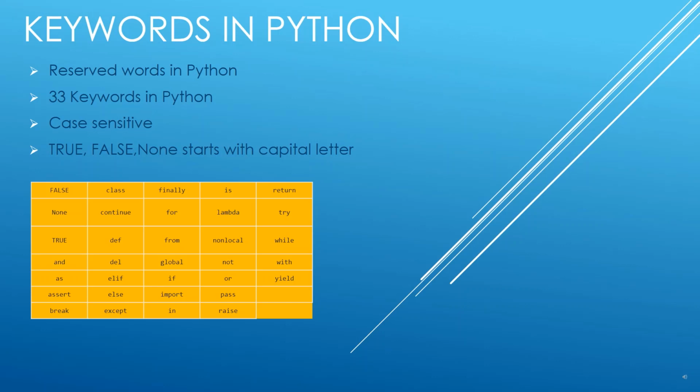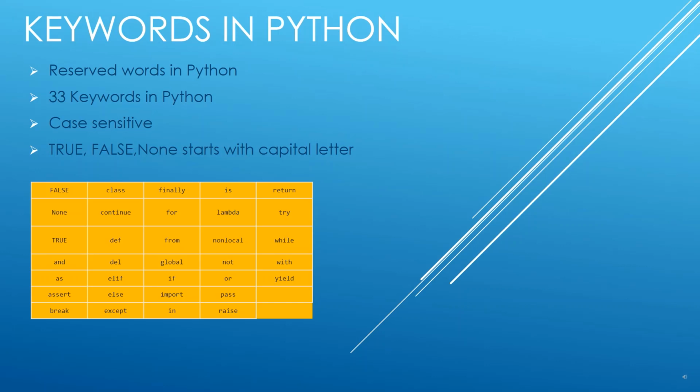See, in the below list, you can see we have False, class, finally, is. This is statement is used for some kind of comparison. Return. Return is used for returning some values from the function. None is used to define an empty value. Continue. We have pass, continue, those statements.